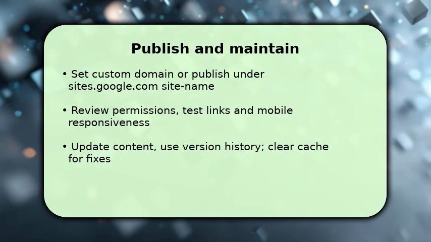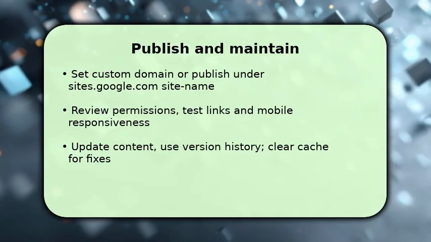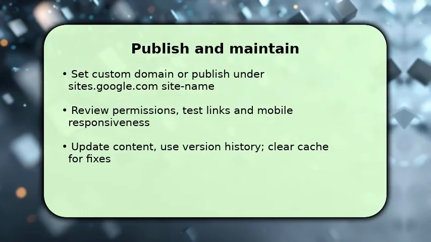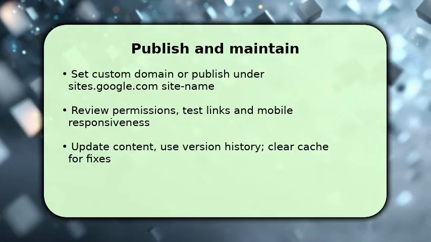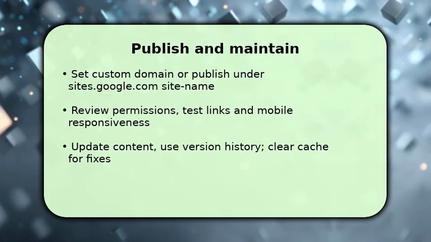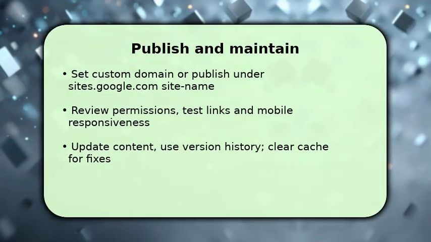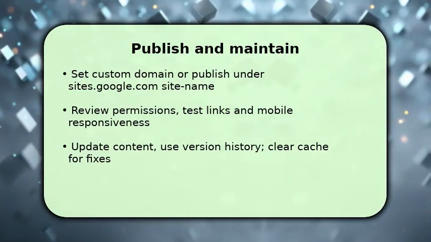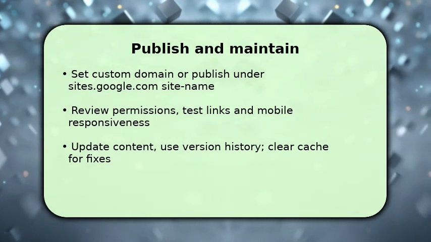You finish by publishing. Choose a site address or connect a custom domain and click Publish. Review permissions so the right people can edit or view, and test every link plus mobile responsiveness to avoid user friction. Once published, update content regularly and use version history to restore prior work if needed. If something breaks, clear your browser cache and check shared assets in Drive. A final test visit on another device confirms the live experience is intact before you promote the site.